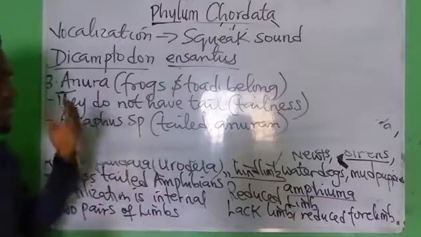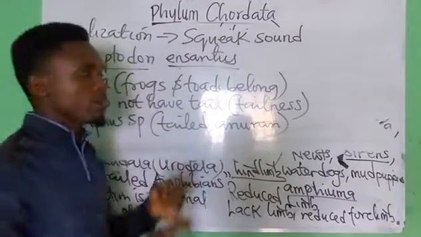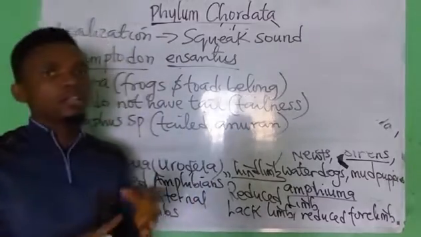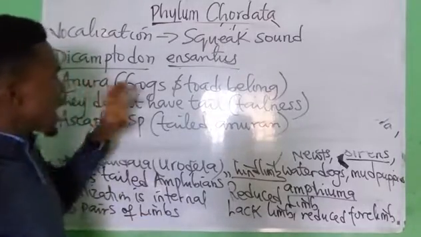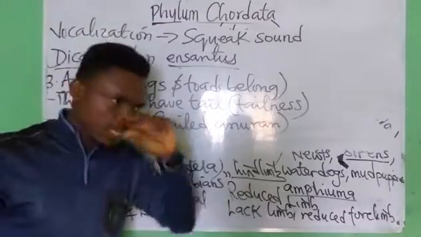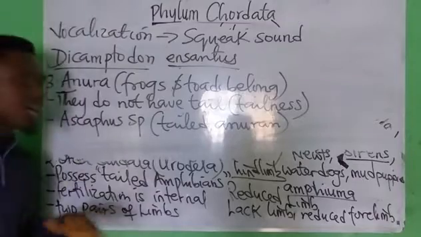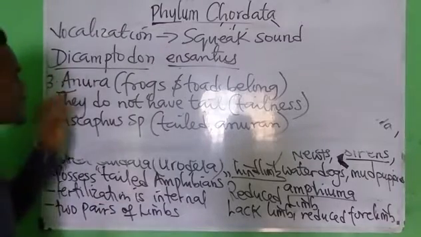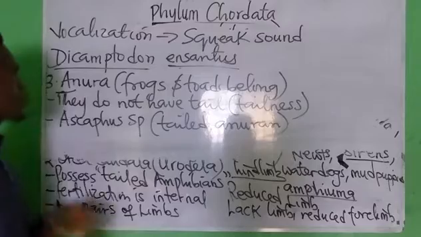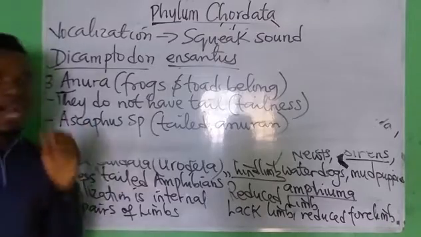And these guys can respire with the use of the mouth, skin, and lungs, right? Because they are mature amphibians. Please take note that they do not have a tail. So these are the three orders of the class Amphibia.